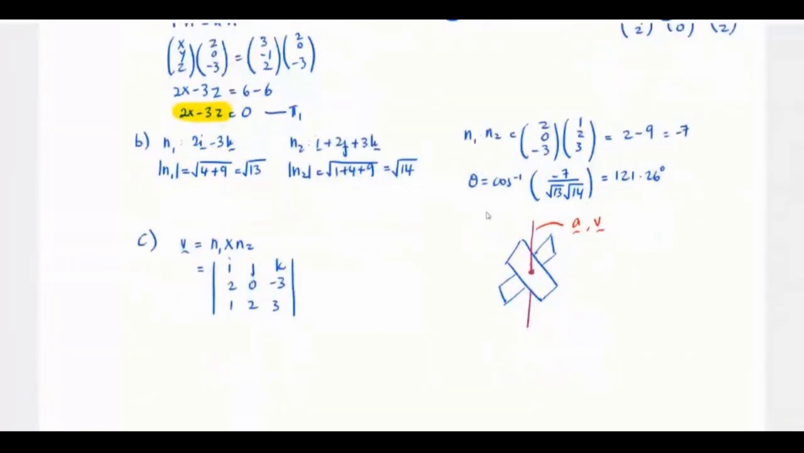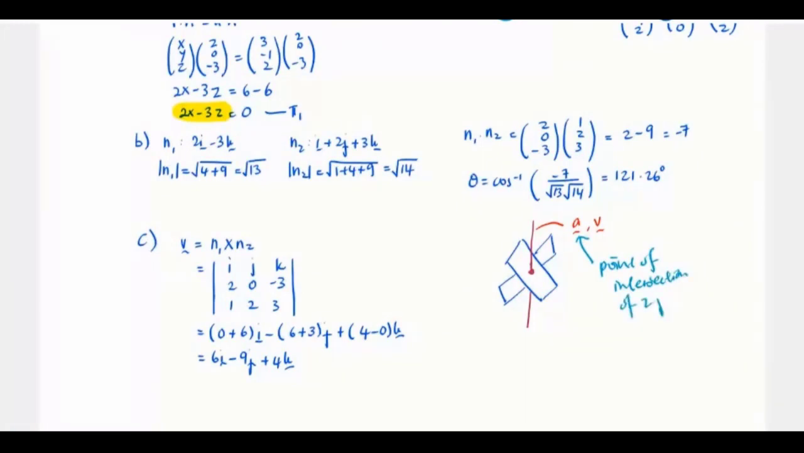Okay, so kita akan dapat, for I component we have 0 plus 6. For the J component we have 6 plus 3. And then for the K component we have 4 minus 0. So end up we have 6I minus 9J plus 4K. Okay, V dah dapat. Okay, how to find the A? So A adalah point of intersection.